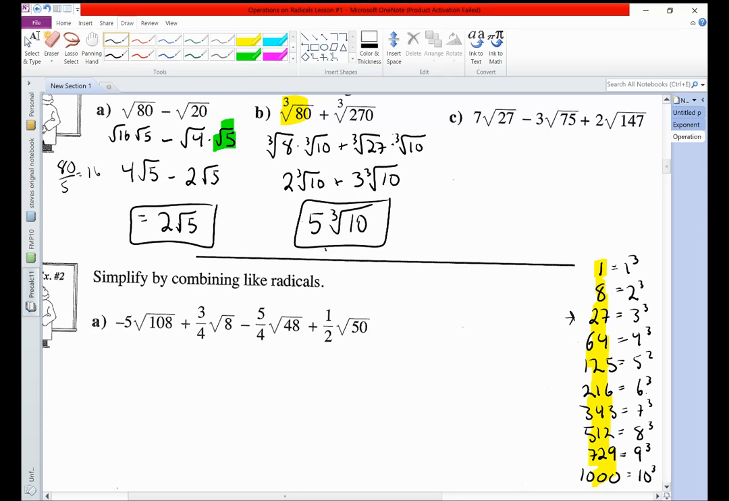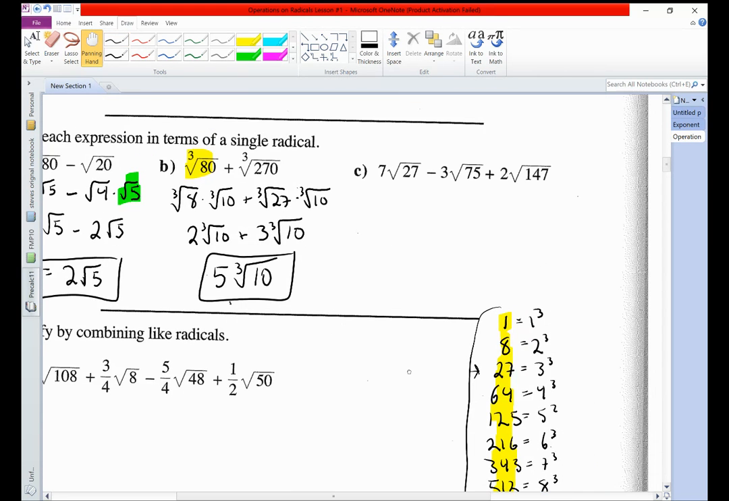Awesome. The cube roots are a little bit trickier than the square roots, but if you have this written down right here, it's a lot nicer. Okay, we have 7 root 27 minus 3 root 75 plus 2 root 147. So the easiest one to deal with is the smallest one, I find.